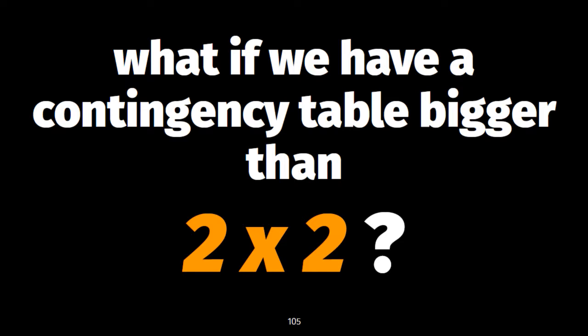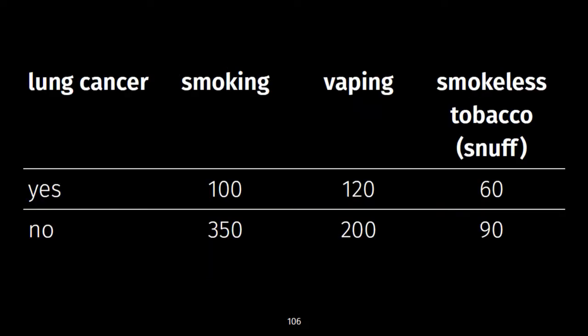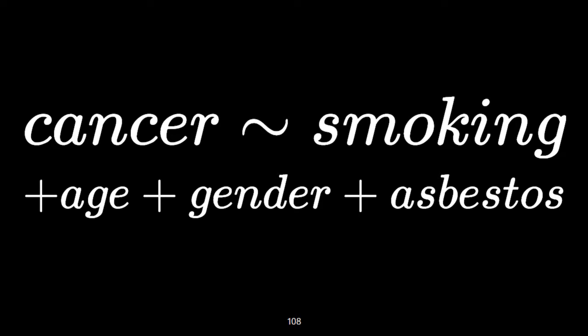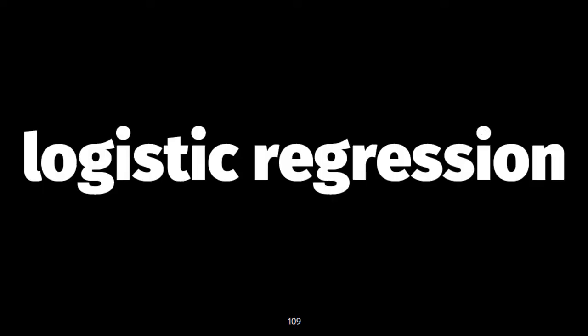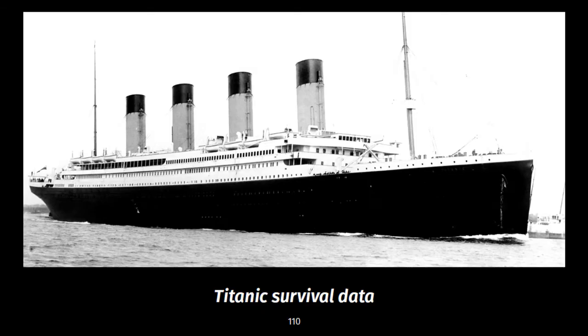Well, what if your contingency table is a little bigger than 2x2? What then? For example, maybe we want to look at the possibilities of lung cancer in smokers and vapers and smokeless tobacco. Or maybe we want an even more sophisticated model so that cancer is not only a function of smoking, but also age and gender and maybe asbestos exposure. What do you do then? The easiest way is to use what's called logistic regression. It'll handle all of these things.